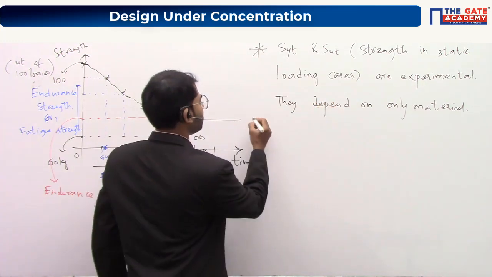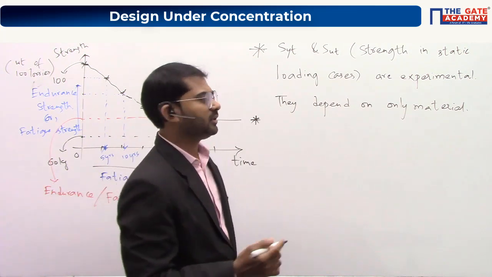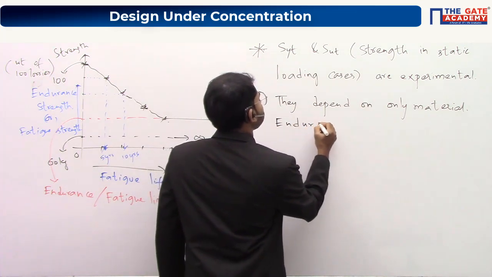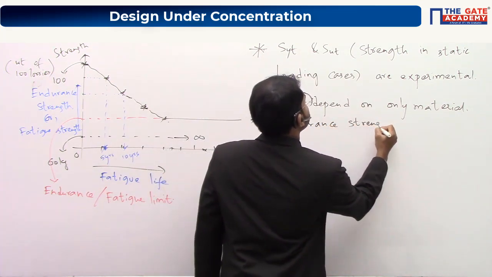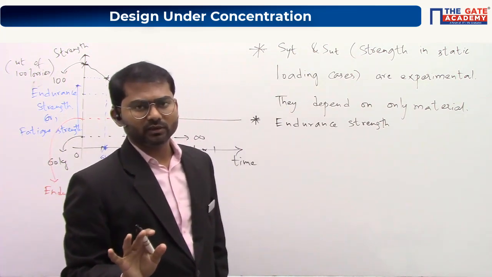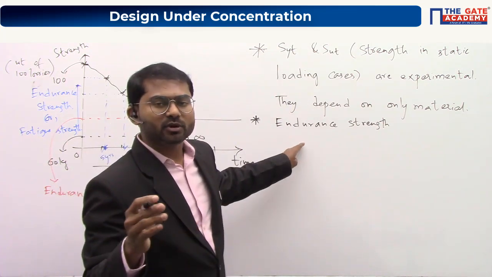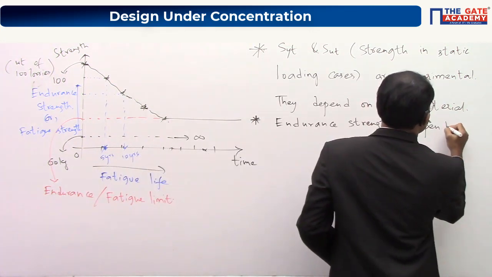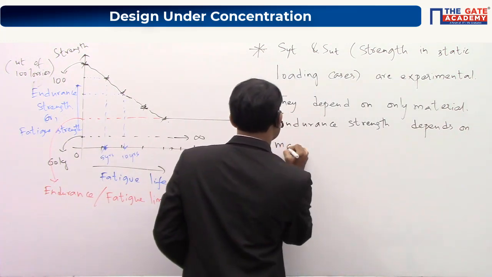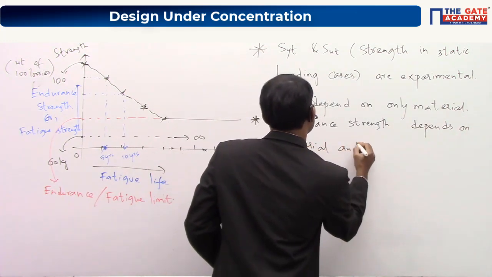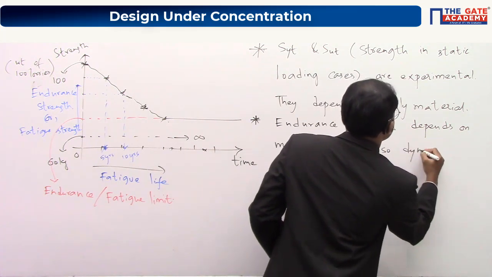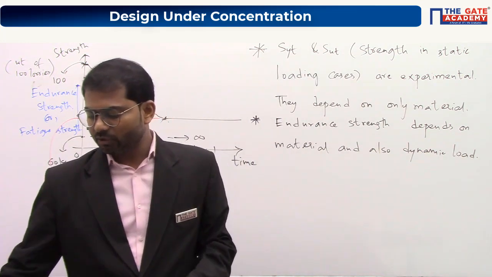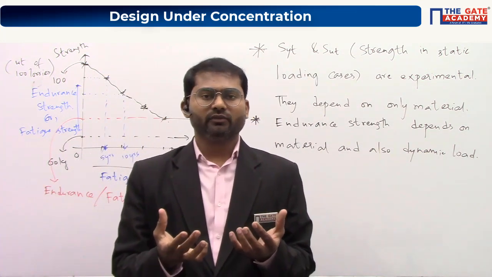Now you take strength regarding dynamic loading cases. Strength in dynamic loading case is nothing but endurance strength here, which we have discussed till now. So this endurance strength will depend on material. One thing is common here. But here it depends upon the type of the dynamic loading also. So endurance strength depends on material and also dynamic load. The type of the dynamic load means the dynamic load can be of any type.